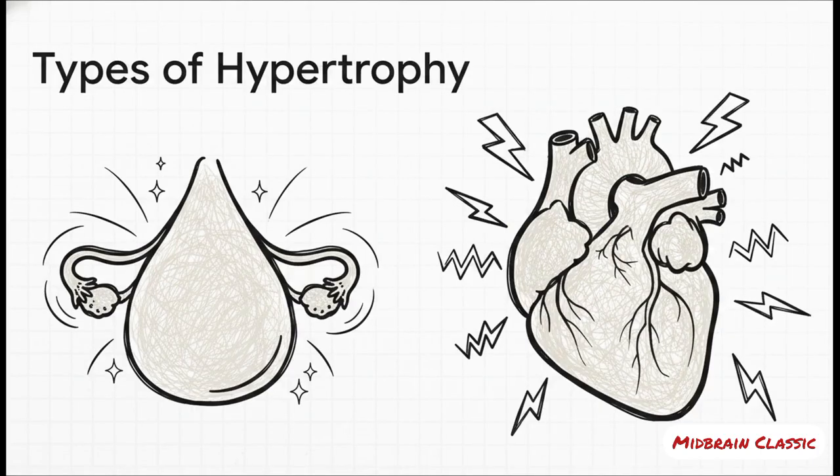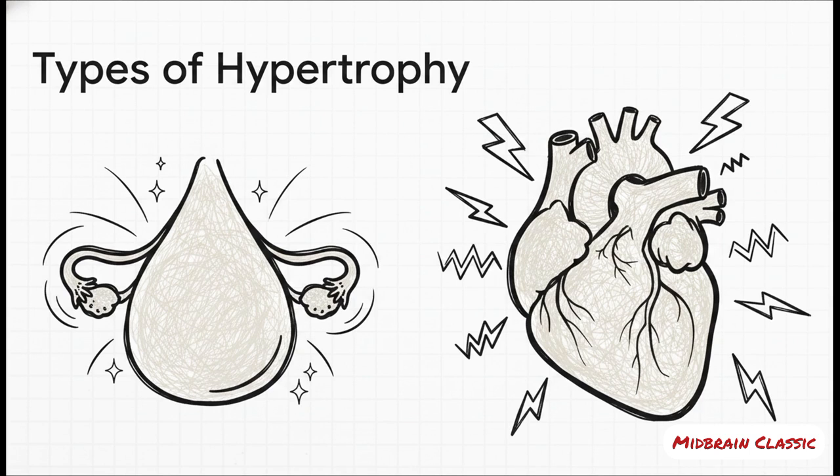According to the source material, the triggers for this kind of massive growth fall neatly into two types. First, you have physiological hypertrophy. This happens because of normal increased functional demand or growth factor stimulation. A great example is the massive uterine enlargement that naturally occurs during pregnancy. But then you have pathological hypertrophy.